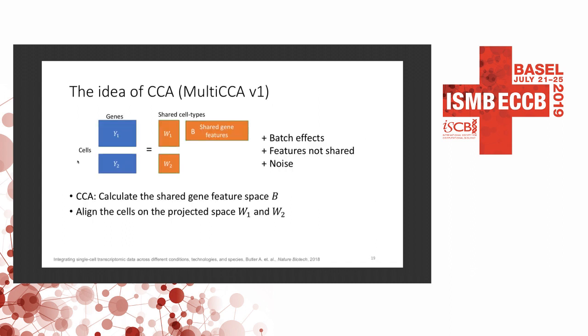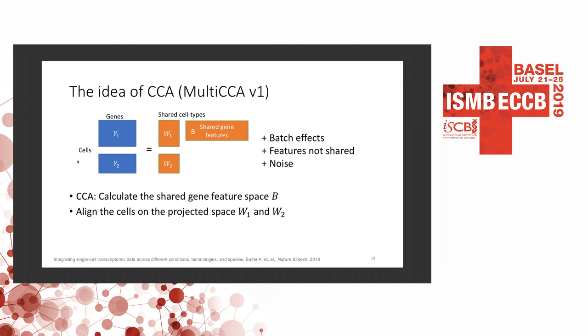Okay, then multi-CCA has two versions. People later showed that the first version does not perform really well, because, briefly, their second step is a little bit ad hoc. But in the second version, they combine their idea of CCA with the MNN correct idea of using mutual nearest neighbors, and they do very well on most data sets.